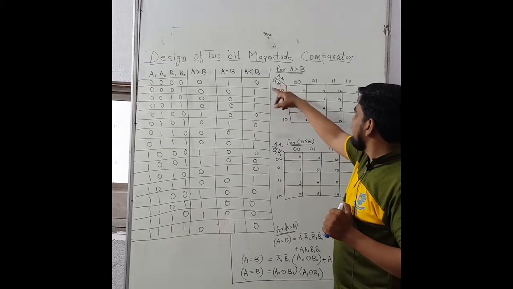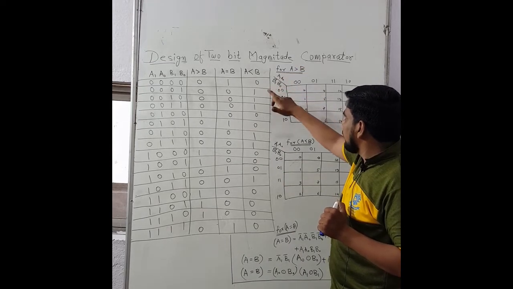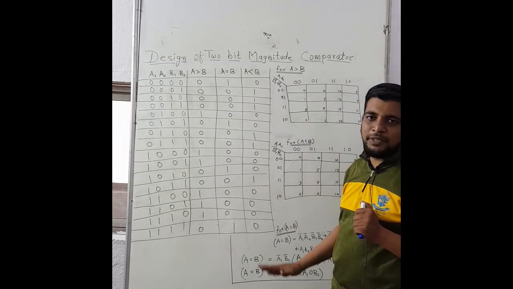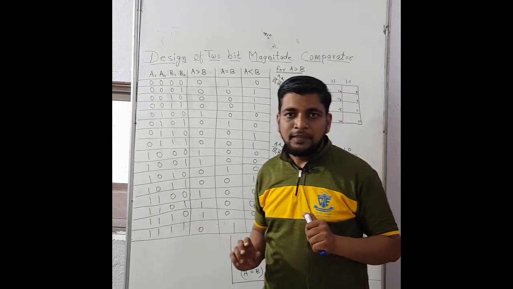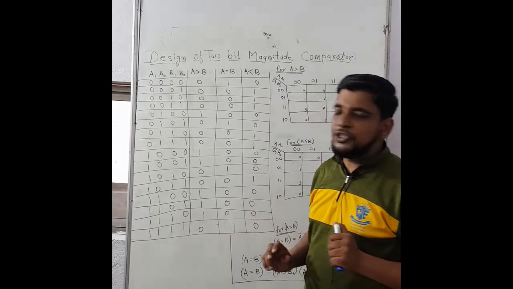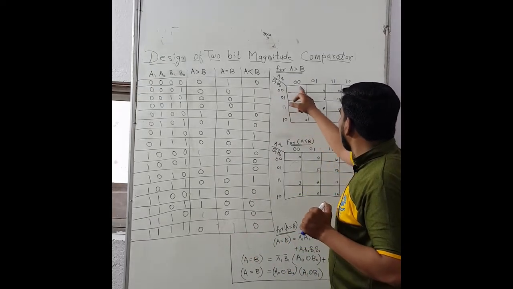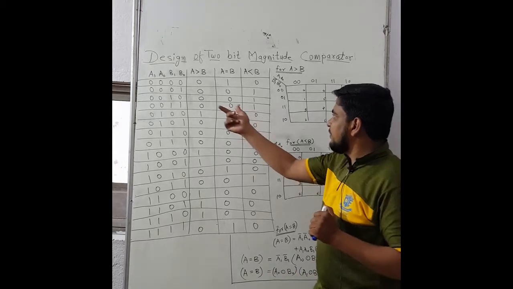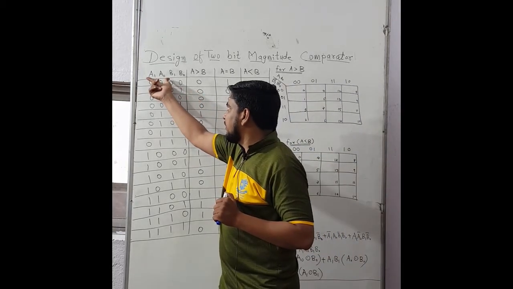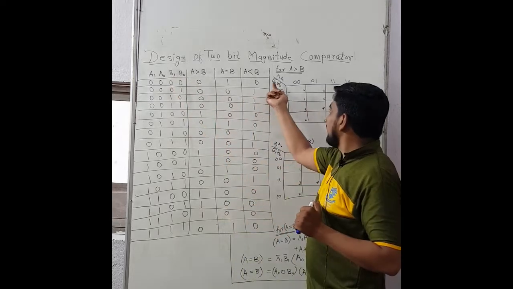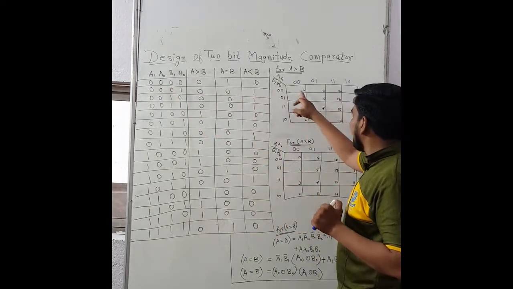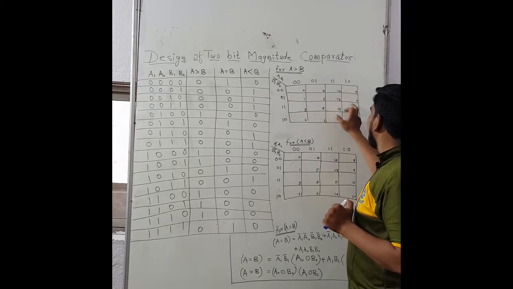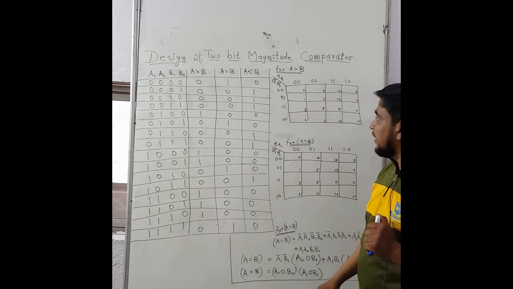If B1 B0 is on the upper side and A1 A0 on the lower side, then the cell numbers will change. The expression will have no effect from it, only the cell numbers will change. Instead of 0 1 2 3, it will be arranged differently. This is the only change. I have taken A1 A0 on the upper side and B1 B0 on the lower side of the Karnaugh map. The cell numbers are given 0 1 2 3 4 5 6 7 8 9 10 11, and likewise the rest.